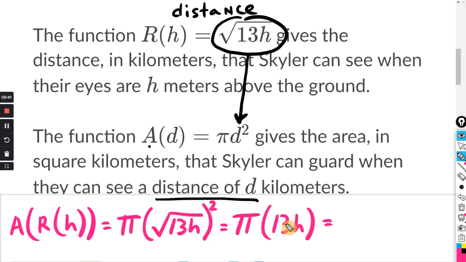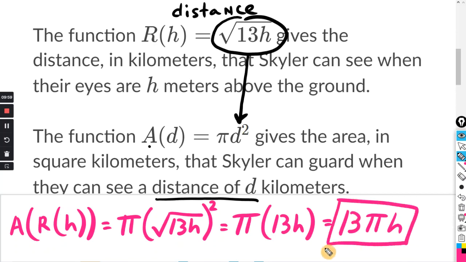So that's basically it. Usually you put the variable last. Pi is not a variable. That's about 3.14. 13 is not a variable, but H is. So I think it's going to be 13 pi H. And that is your final answer.